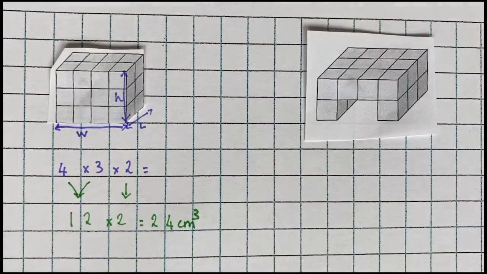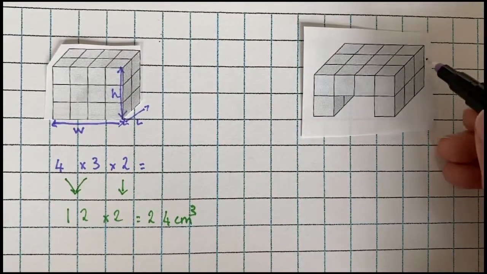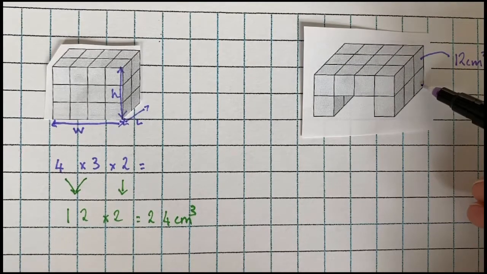Now let's look at the shape on the right. This shape is not a cuboid. There are some cubes missing. So I'm going to estimate the volume. I'm going to count the cubes in the top row. Here I have 12 centimeters cubed.